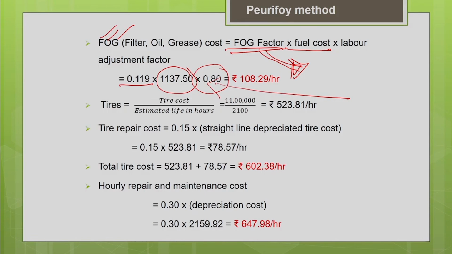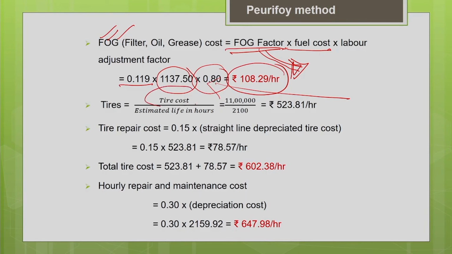Then accordingly you can adjust your factor according to the labor available in the particular place. So, you will get the FOG cost as rupees 108.29. Okay, so now we have estimated the consumable cost. Now, let us move on to the estimation of the cost of tires.